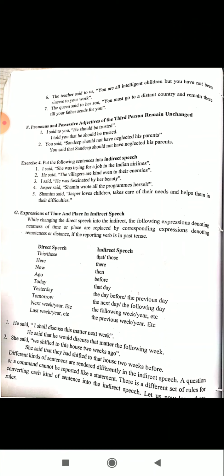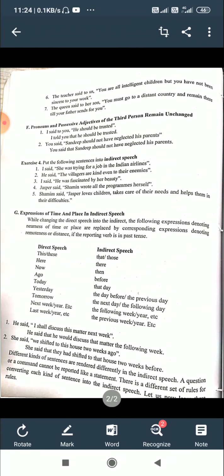All these should be learned by heart. And it is very important to learn the rules, the change of pronouns and possessive adjectives. So I hope you understand and you study it carefully with attention and dedication.